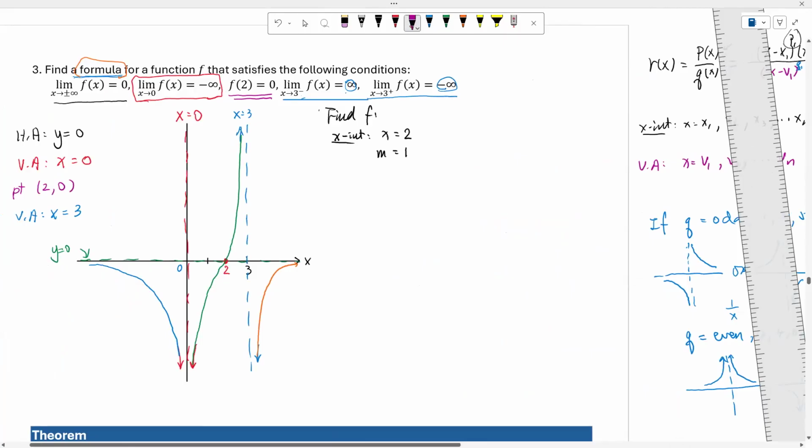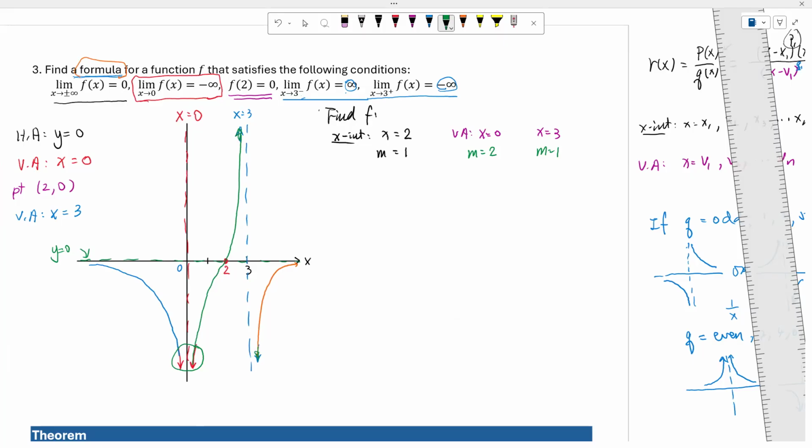And now we have two vertical asymptotes: x equal to 0 and x equal to 3. Then the power of the vertical asymptote at x equal to 0 is 2, because they point to the same direction, right? And then for x equal to 3, it will be 1, because they point to different, opposite directions.